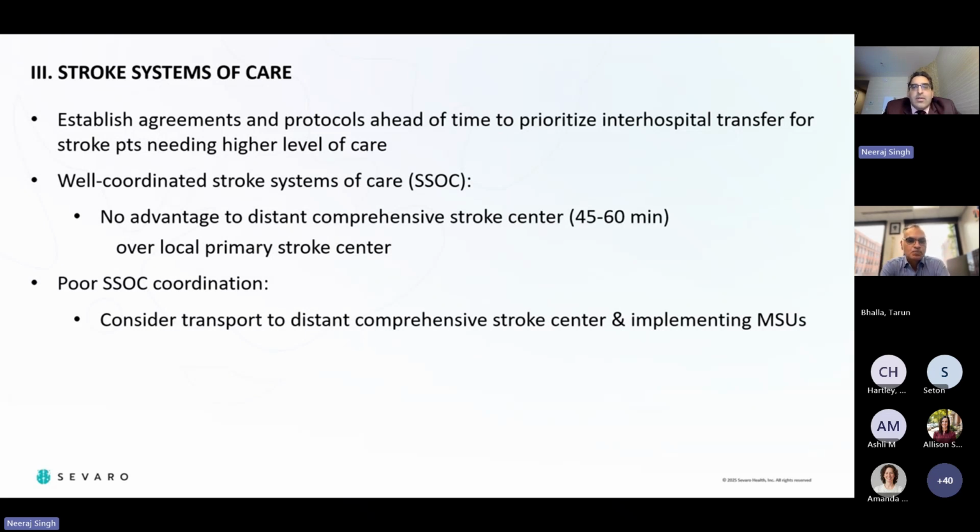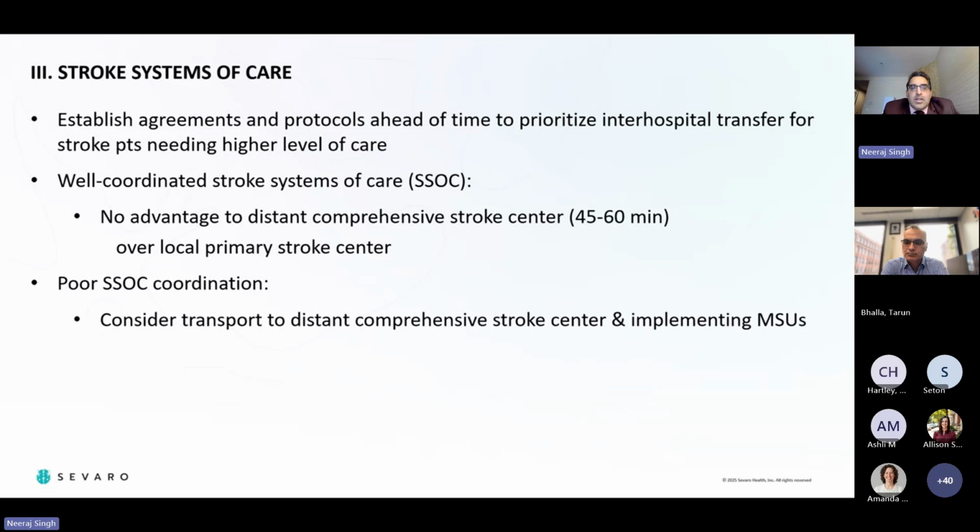We're talking about having to go an extra 45 to 60-minute drive over a local primary stroke center. However, it does also point out that if it's known that a certain area, community, or county has poor stroke system of care coordination, then in those cases, there should be consideration to transport to a distant comprehensive stroke center, because there may be delays in getting a person from the primary stroke center to the comprehensive stroke center if they need that.